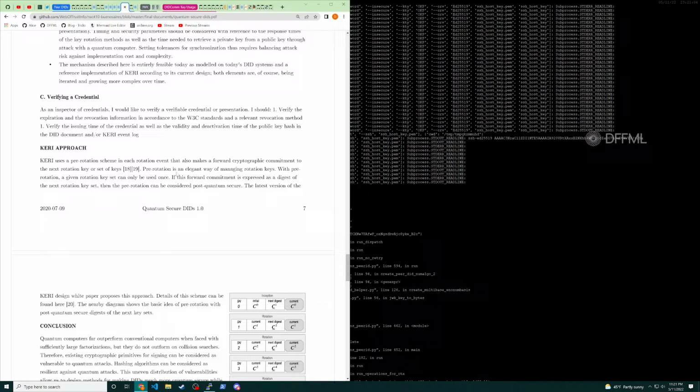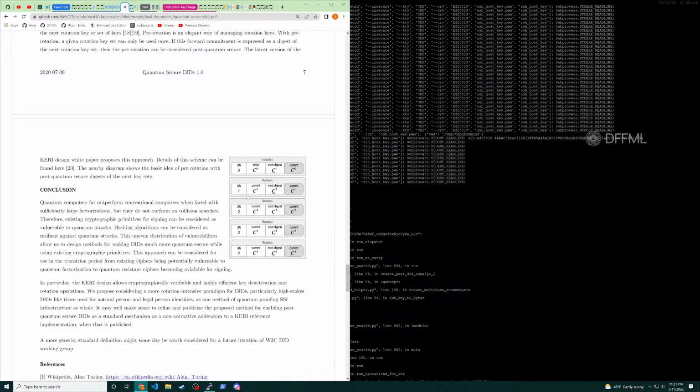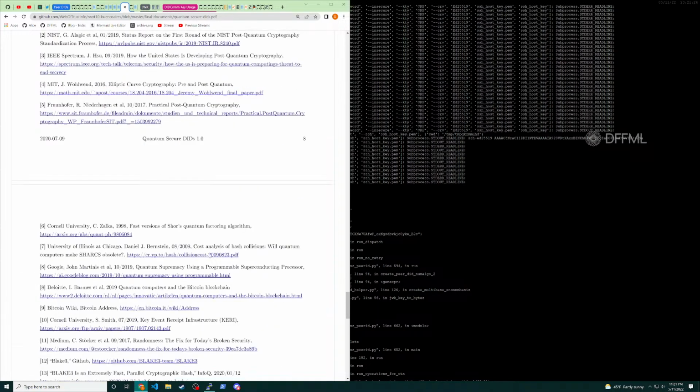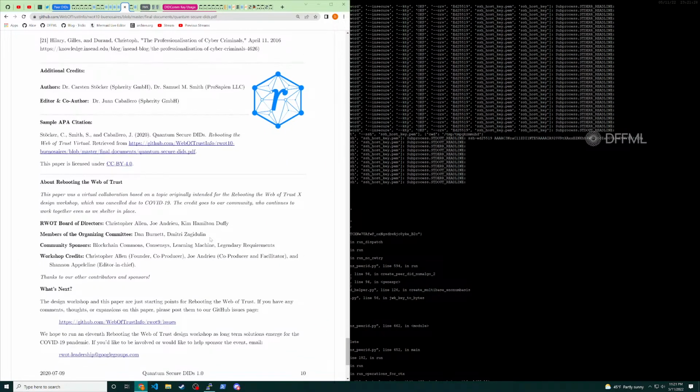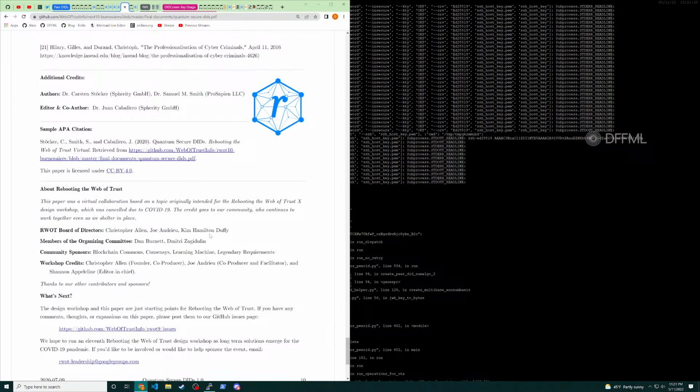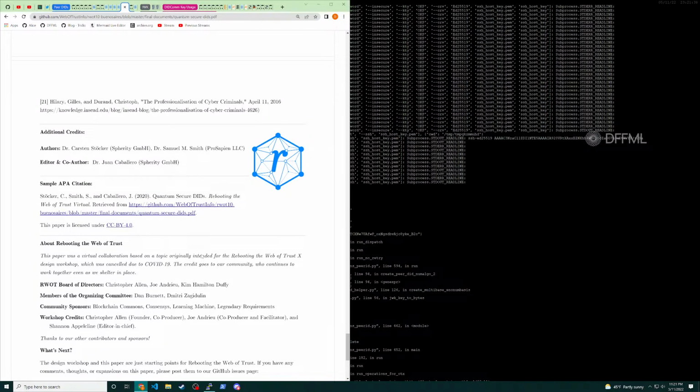Okay, well, you had me sold once you said each rotation event also makes a forward cryptographic commitment to each next rotation key or set of keys. So it sounds like basically they're going to change the numbers in the keys to make it a different key. Every time it's almost like you're not going to be able to guess it. It's getting blown up every time it gets used and rotated to the next thing, and you're not going to be able to tell the next thing from knowing the last thing, sort of.